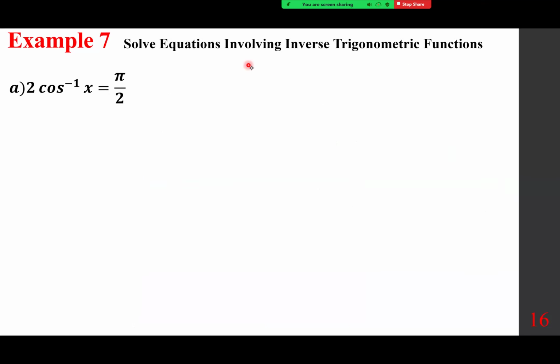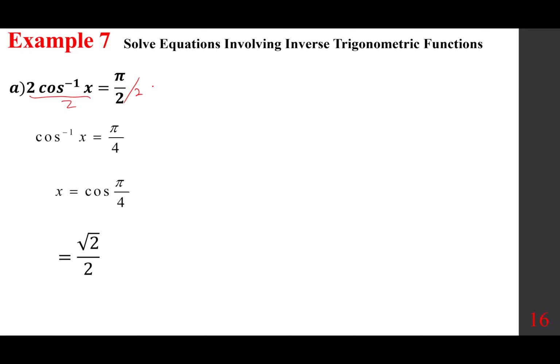Solve equations involving inverse trig functions. For example, 2 cosine inverse of x is pi over 2. We are going to divide by 2. Cosine inverse becomes pi over 4. By definition of inverse, x becomes cosine of pi over 4. And we know that one is square root of 2 over 2.